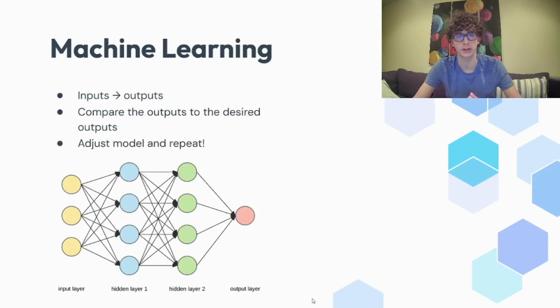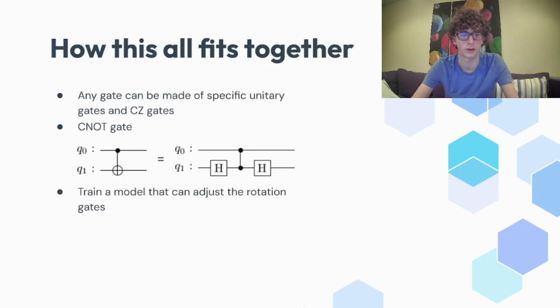Now that you have a basic understanding of qubits, let's talk about machine learning. A neural network takes a list of inputs, applies some algorithm, and then provides an output. It then compares the output to a desired output, and then it makes adjustments as necessary and runs again. It does this process hundreds or even thousands of times until the model is very close to being correct. You may be wondering how all this fits together though.